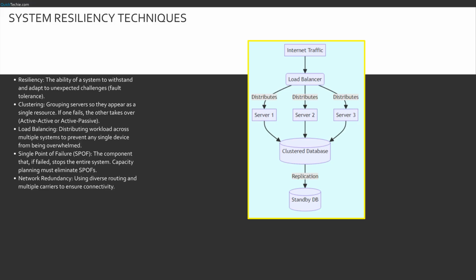Traffic hits the load balancer, which distributes it across servers 1, 2, and 3. If server 1 dies, the load balancer instantly shifts traffic to 2 and 3. These servers connect to a clustered database. Even the database replicates to a standby DB. This design eliminates single points of failure.